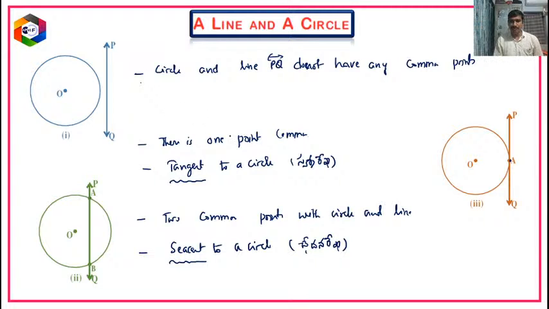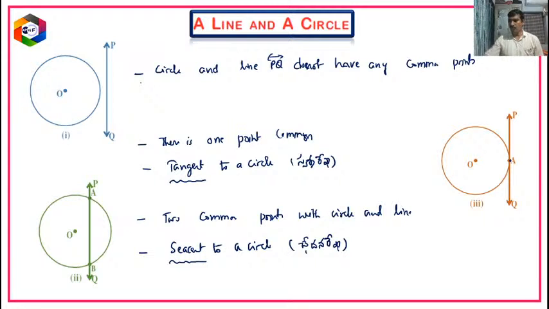If a line touches the circle at one point, then we call that line specially a tangent to a circle, sparsha rekha. That means if a line touches a circle at only one point, then such a line is called a tangent. Suppose the line intersects the circle at 2 different, distinct points, then this line is specially called a secant to a circle, chedana rekha. If there are no common points at all, this is a line and this is a circle, so both are different. Is it clear? So now what is actually a tangent and what is actually a secant?